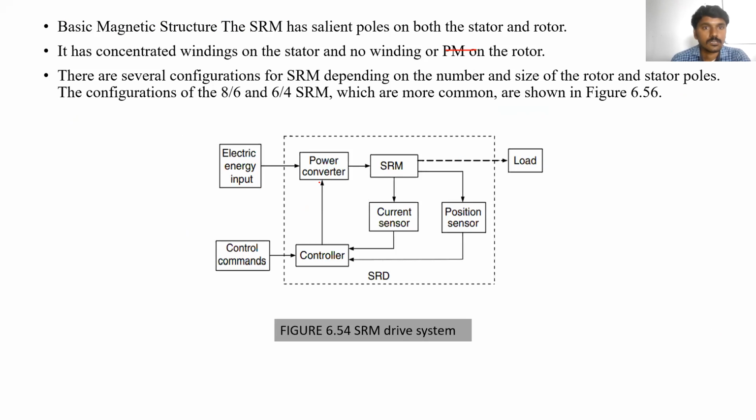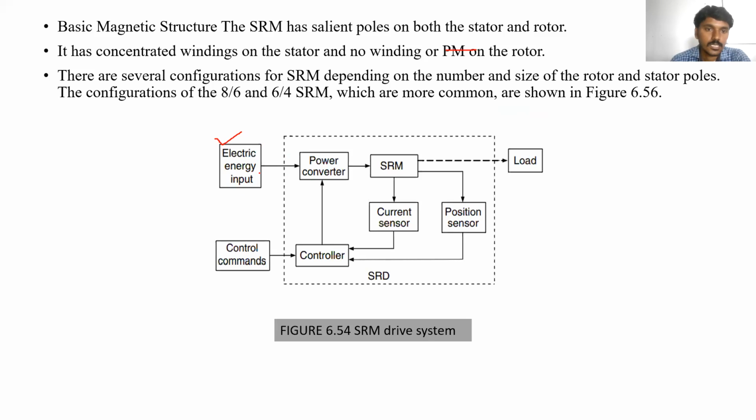Here you can see the switched reluctance motor drive system. A drive is designed using an electric motor, a power electronic converter, and an electrical supply. This is called a drive. Here the electrical energy input acts as a source, an electrical supply that may be either DC or AC.